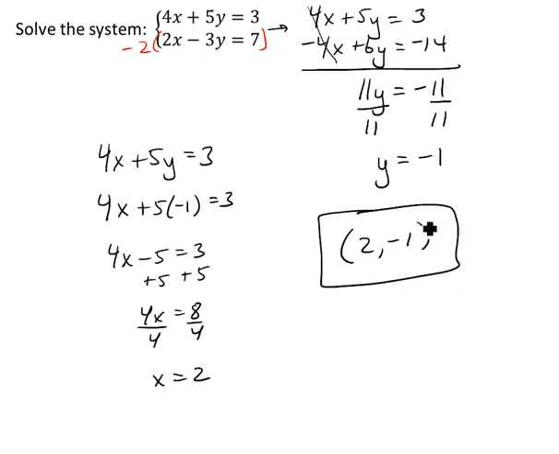To check our answer, we could take this point and plug it into both equations to make sure that we get a true statement in both of them. So you can take a 2 and plug it in for x, negative 1 for y, in both equations, and make sure you get a true statement.